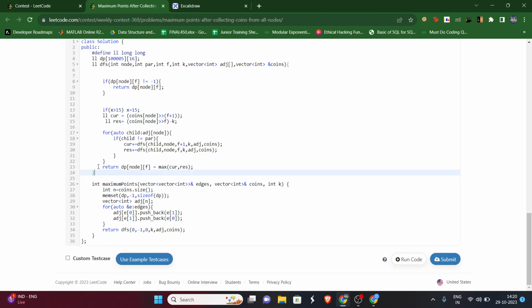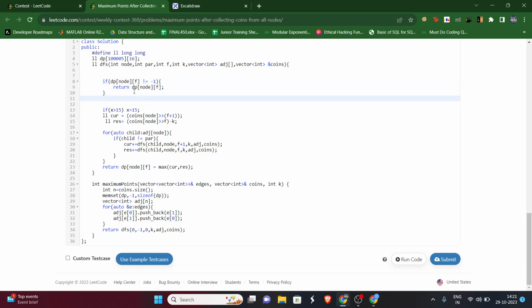Now this will give TLE. So what we did was add a dp on the states node and f, because we know that this node and this f will change. The parent will always be the same for any particular node, so we can ignore that. So our state depends simply on node and f. So we put a dp.